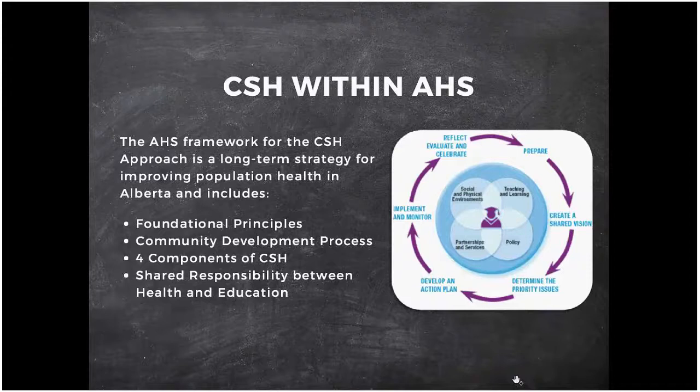The AHS framework for the comprehensive school health approach includes foundational principles, the 4 components formerly known as pillars of comprehensive school health, the community development process, and the importance of the shared responsibility between health and education sectors. The 4 components and the community development process are part of this visual model. The foundational principles and shared responsibility between health and education are not visually depicted but are equally important in the framework.